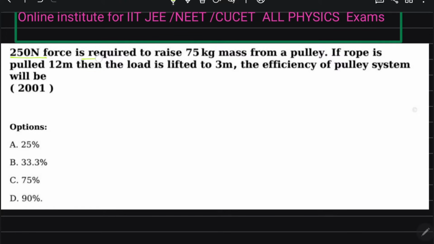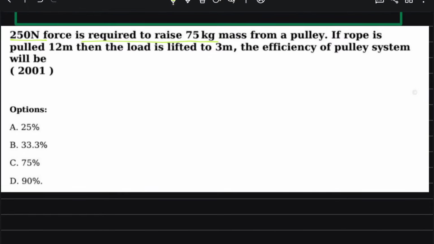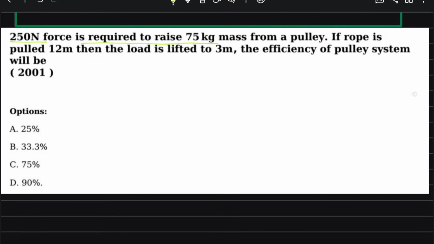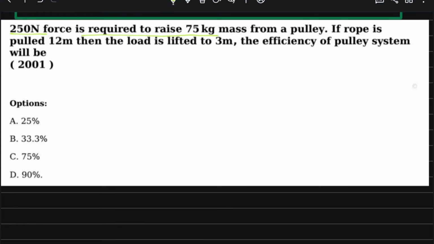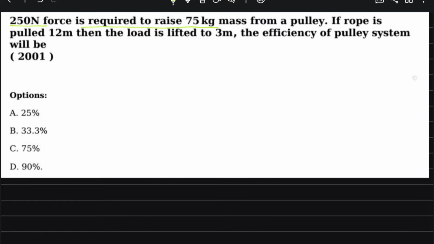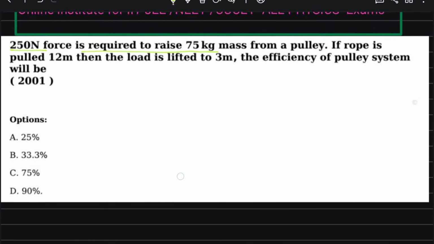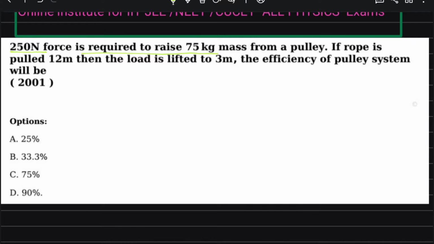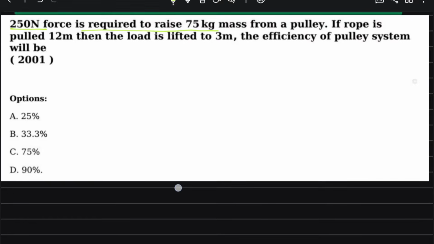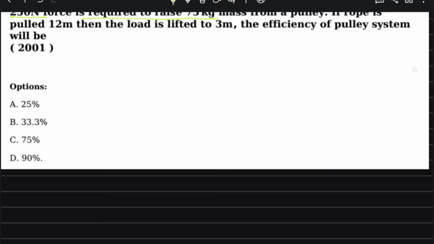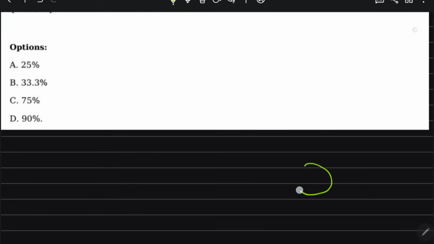A 250 Newton force is required to raise a 75 kg mass from the pulley. If the rope is pulled 12 meter, then the load is lifted 3 meter. Then the efficiency of the pulley system is? So in this question, force is required to raise a 75 kg mass with a pulley. If the rope is pulled 12 meter, then the load is lifted 3 meter. It is like this situation.